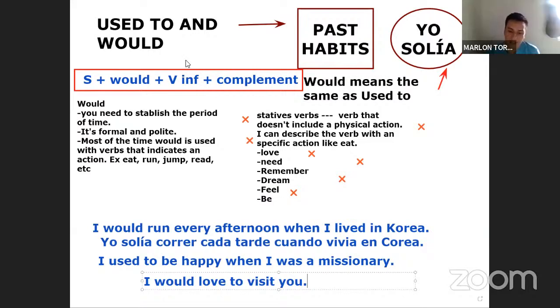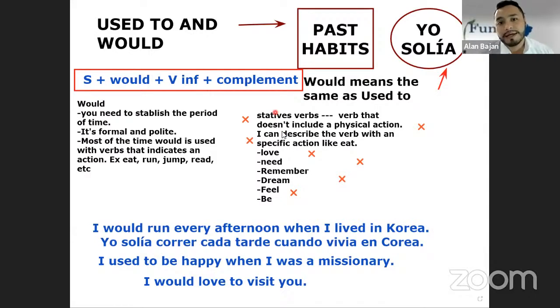No, I can understand. So in the sentence, "I would run every afternoon when I leave," the "leave" indicates the time, for the use of would. For this sentence it's not "correría", but "solía". Solía, exactly. But always have another verb, and specifically a time frame.